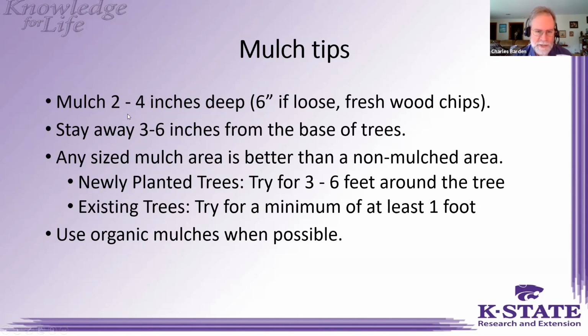Stay away at least 36 inches from the base of the trees. Again, you're insulating the root system, not the trunk. And any size mulch area is better than a non-mulched area. But ideally, for newly planted trees, go for a 3 to 6 foot diameter circle around that tree. We found that turf grass is very competitive against the root system of young trees, and the larger the circle of mulch you make, the quicker that tree will get established, the faster it'll grow.